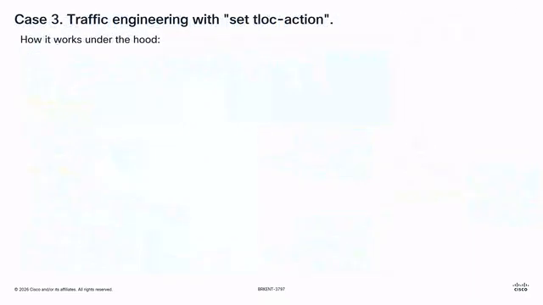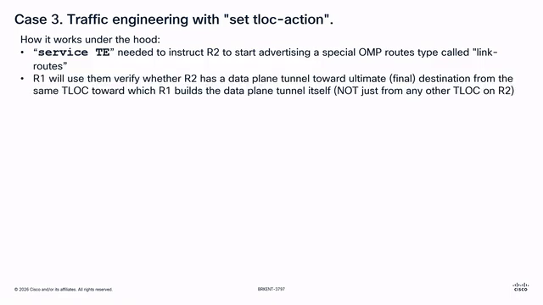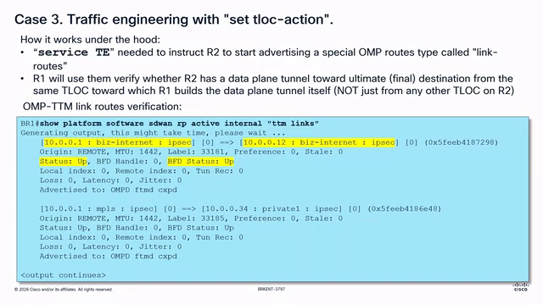But why? You may ask me why and how it works under the hood. Why is service TE not seen as a part of show SD-WAN OMP services? Because this is rather a configuration stanza, a configuration knob which will enable so-called link routes advertisement. Link routes can also be checked with the help of some tricky internal command, but it's not something hidden. You can actually verify it.